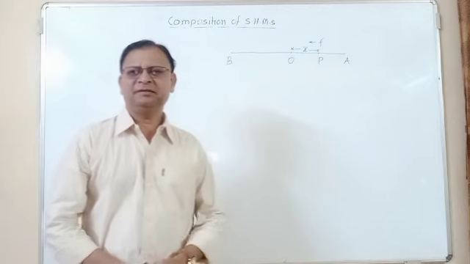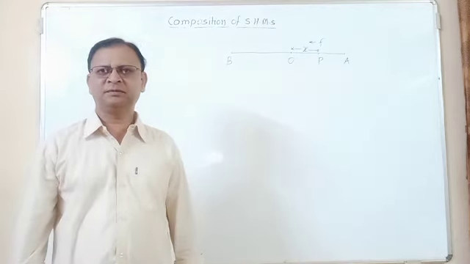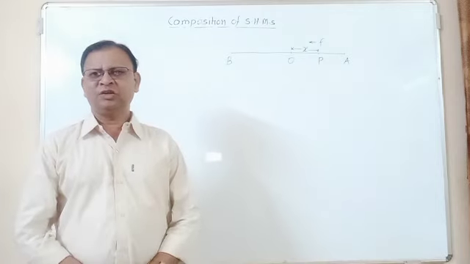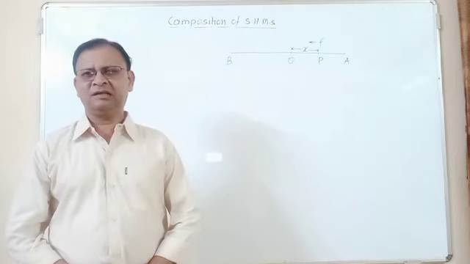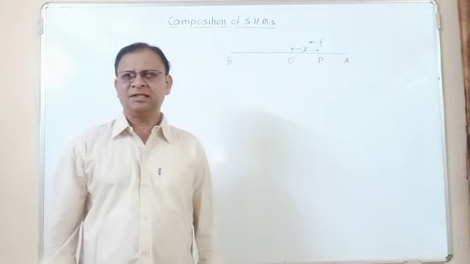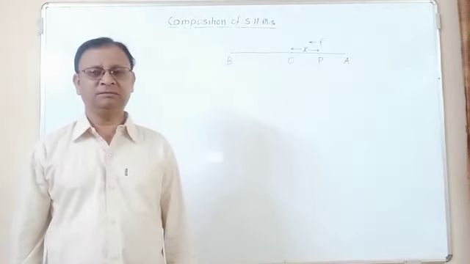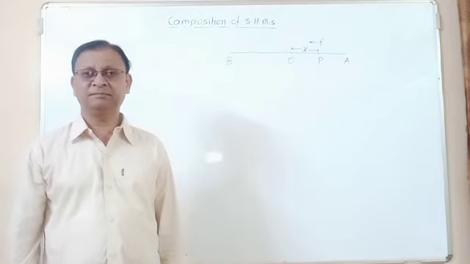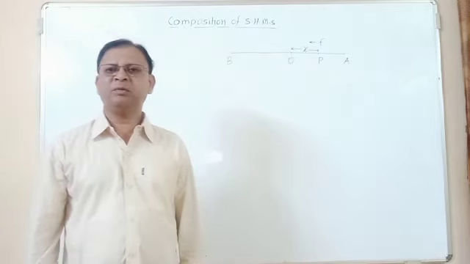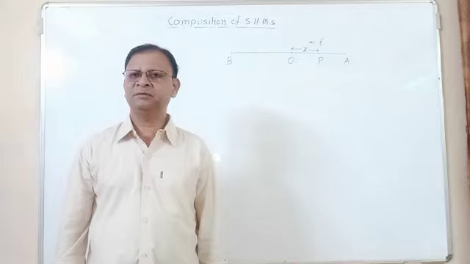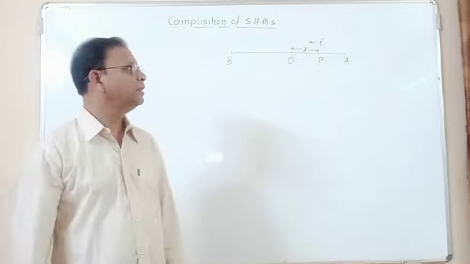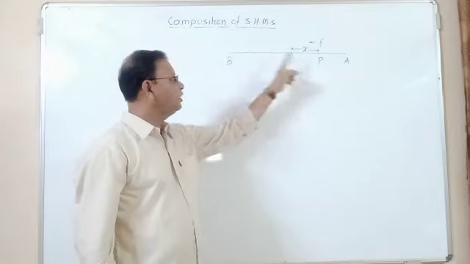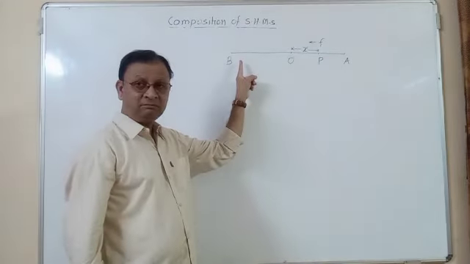Let us see composition of S.H.M. You know what is S.H.M? Simple harmonic motion, and you have defined linear simple harmonic motion. When the particle performs linear simple harmonic motion, that means it performs the oscillatory motion along the path AB.